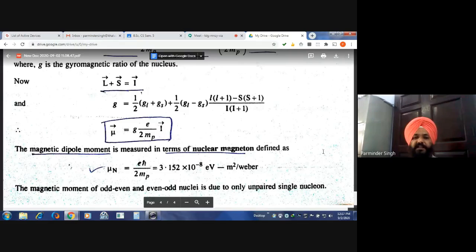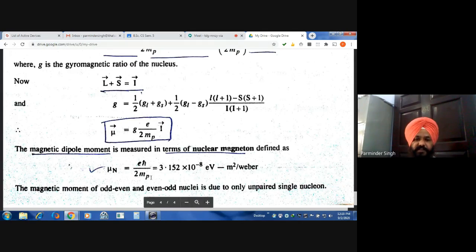And we can also write this relation for the magnetic dipole moment in terms of the nuclear magneton, which is defined as μn. μn is always equal to eħ by 2mp. Its value can be calculated by putting the values of the charge, the Planck constant and the mass of the proton, and its value is 3.152 × 10^-8 electron volt, or may be written in meter square per Weber.